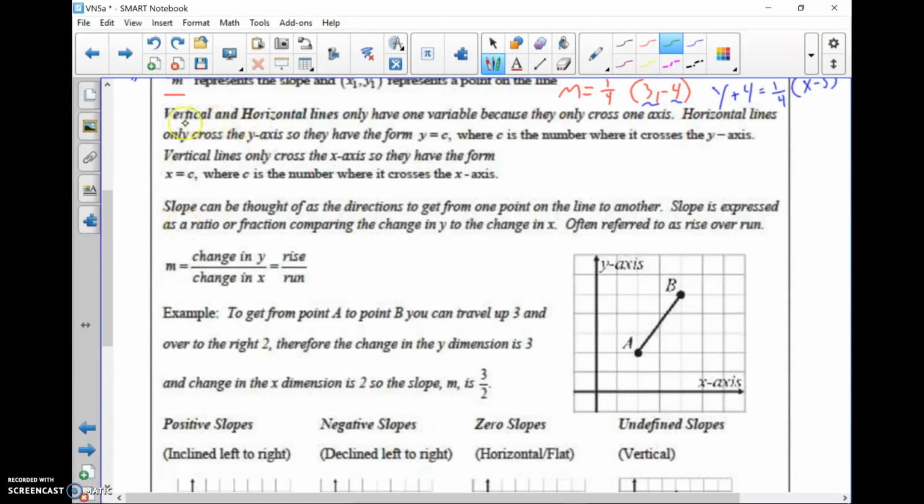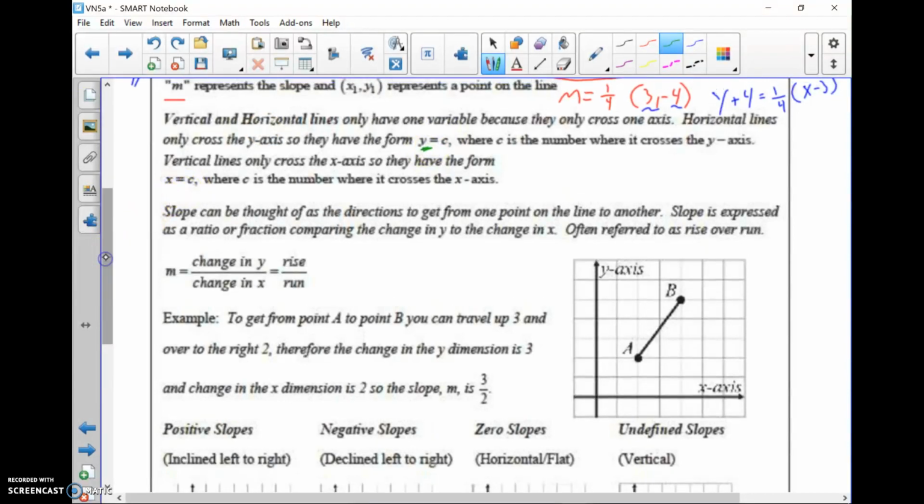Now, the one note about vertical and horizontal lines is horizontal lines we see as y equals, but vertical lines are the only linear equations that start with x equals, and they don't have a y at all. They don't have a y because they don't cross the y-axis. And so we'll talk more about that in a minute.